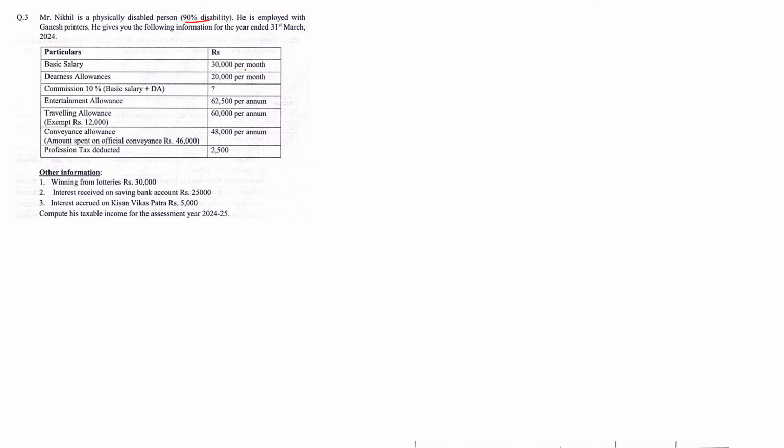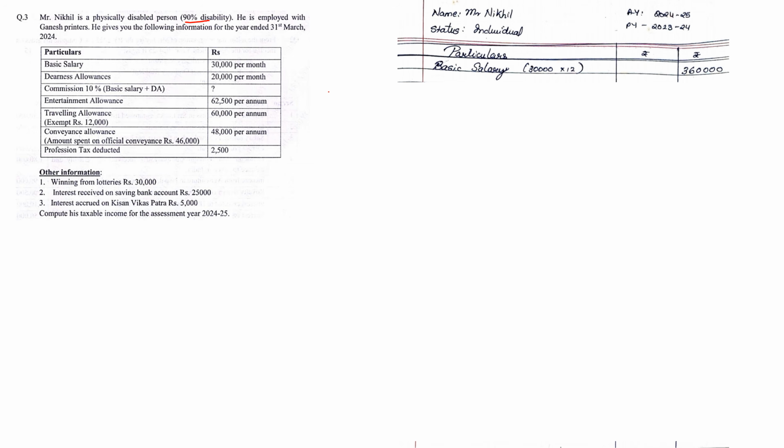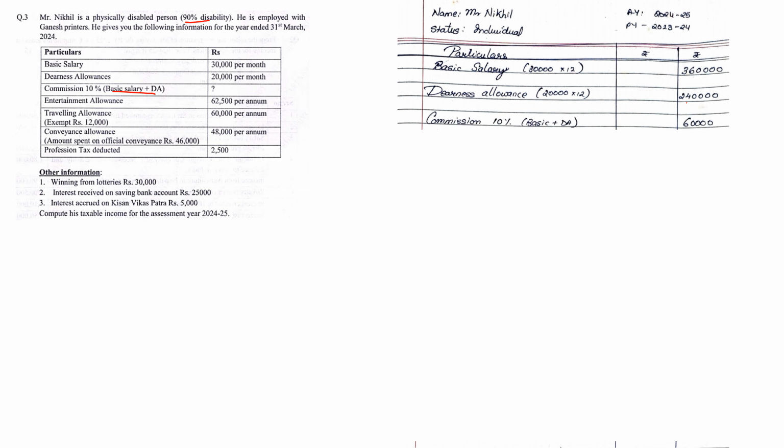First was basic salary 30,000 per month. So basic salary 30,000 into 12 came to 3,60,000. DA allowance was 20,000 a month, so 20,000 into 12 came to 2,40,000. Commission was 10% of basic and DA. Basic 3,60,000, DA 2,40,000, total comes to 6 lakhs. 10% of that was 60,000.